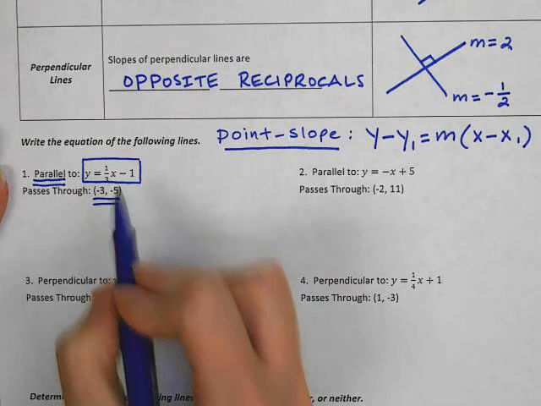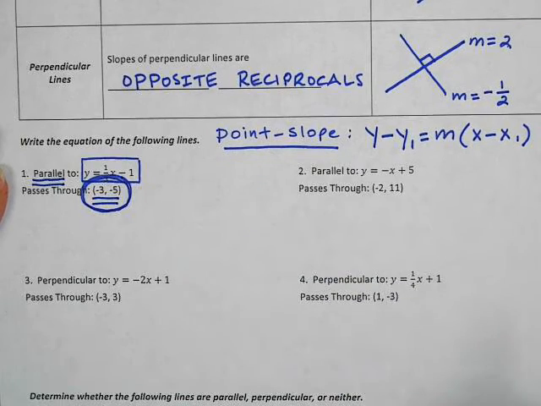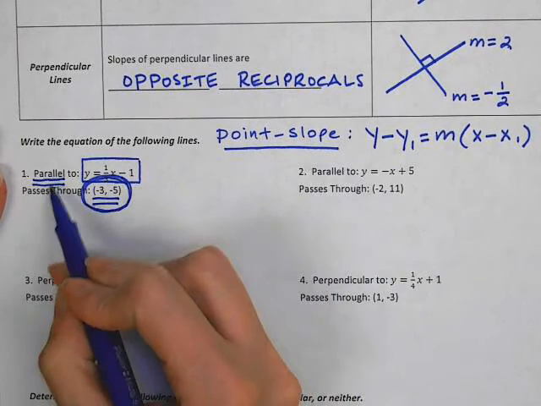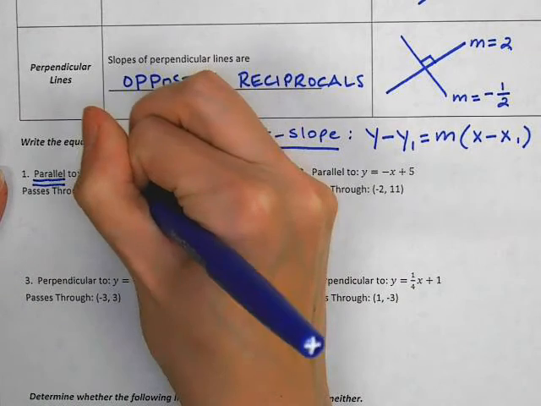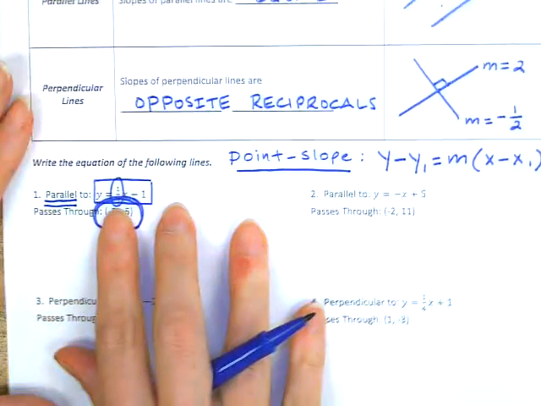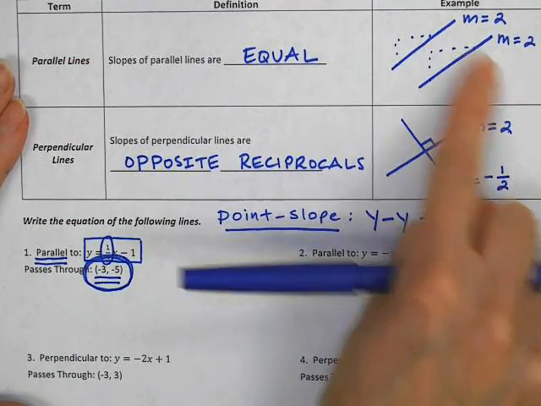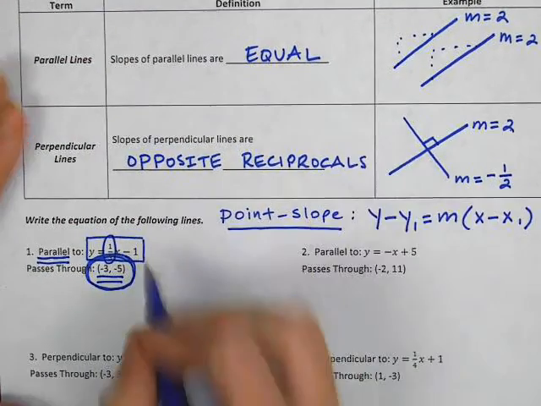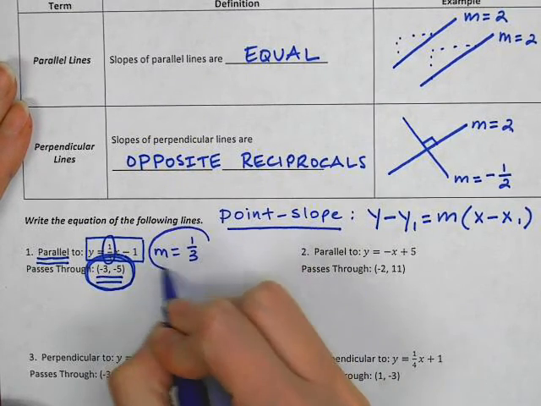Okay, so number 1, here's our point. And then what's our slope? Oh, I just drew over it. If you want it to be parallel, oh gosh, I can't see that. Is that 1/3? I think this says 1/3. Hold on, let me look. Yeah, 1/3. So if you want to be parallel to that, you want to use the same slope. They have to be equal. So we're going to steal the 1/3 slope.